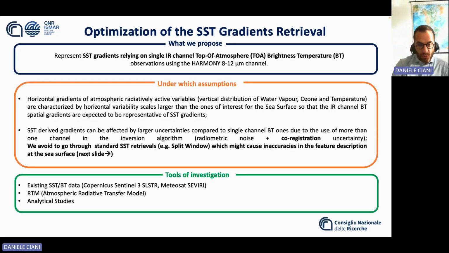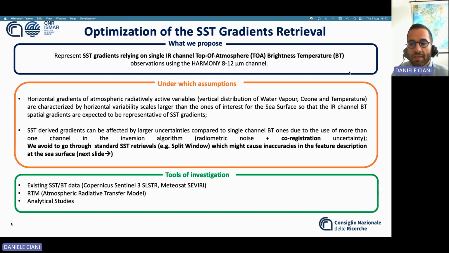So going into a bit more detail, our proposal is to represent the thermal features, so the gradients in sea surface temperature, from single channel top of atmosphere brightness temperature obtained with the Harmony panchromatic channel, the one in the 8 to 12 micrometer range.